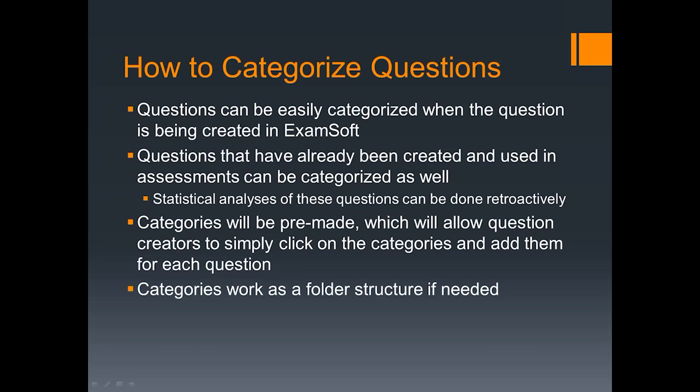With the fourth point there, categories should be pre-made. That's the way we found it easiest: have a sound category structure set up in place. It makes it so much easier when you're importing new questions, typing new questions directly in, or even going back retroactively to categorize questions. If that system's in place pretty solidly, it makes that a really quick, easy process.